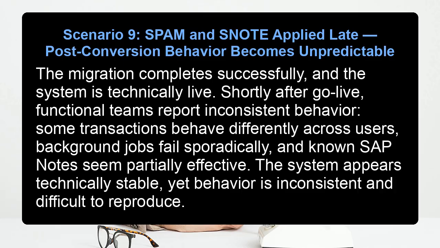Scenario 9. SPAM and SNOTE applied late. Post-conversion behavior becomes unpredictable. The migration completes successfully, and the system is technically live. Shortly after go live, functional teams report inconsistent behavior. Some transactions behave differently across users, background jobs fail sporadically, and known SAP notes seem partially effective. The system appears technically stable, yet behavior is inconsistent and difficult to reproduce.